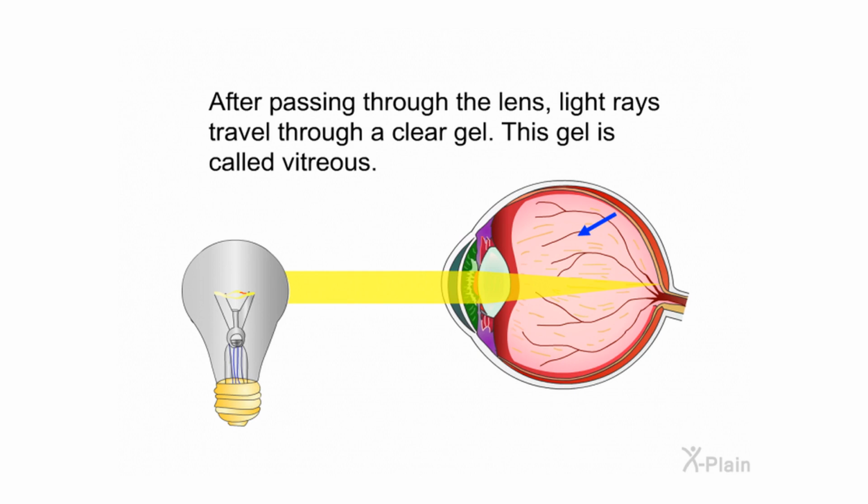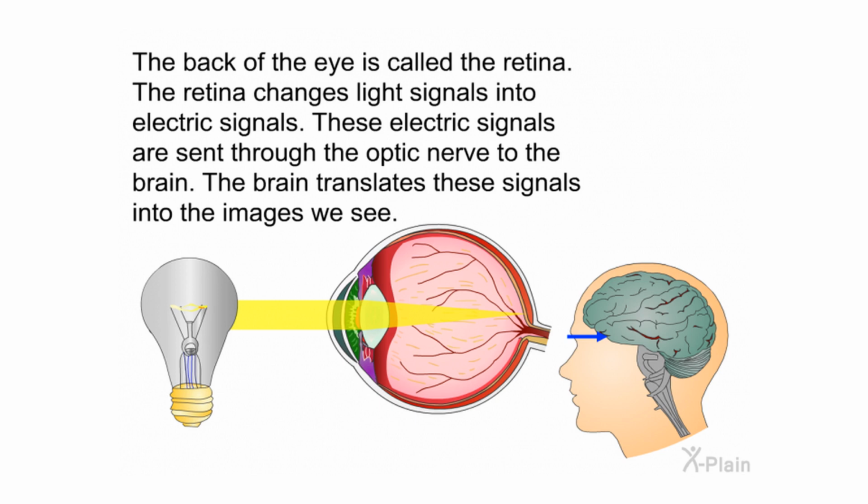After passing through the lens, light rays travel through a clear gel. This gel is called vitreous. The back of the eye is called the retina. The retina changes light signals into electric signals. These electric signals are sent through the optic nerve to the brain. The brain translates these signals into the images we see.